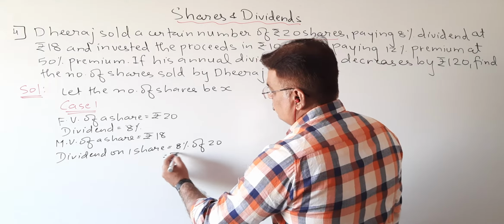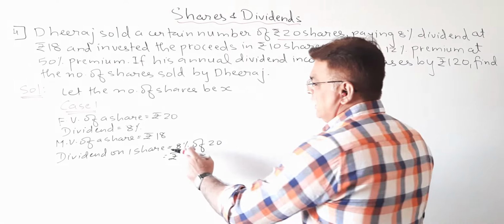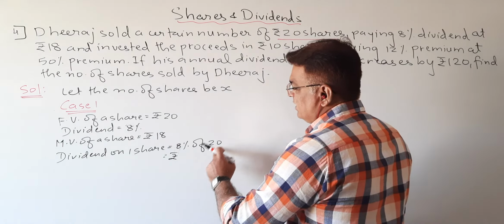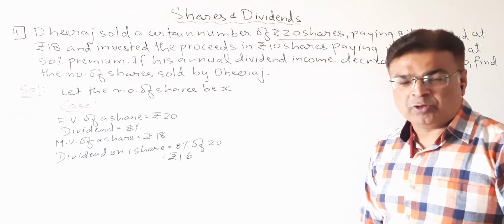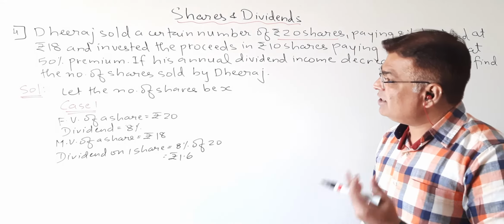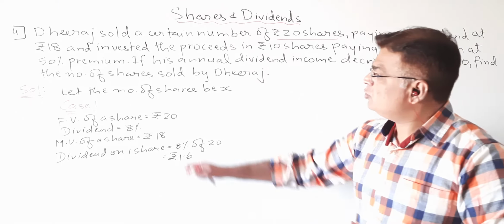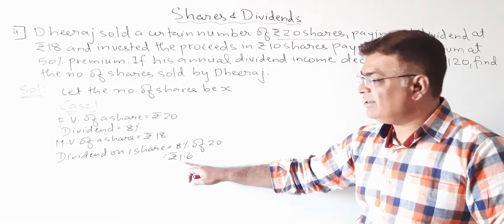So it will be rupees. If you want to convert into decimal, you can convert. So 8 upon 100 into 20, 0 will be cancelled, so it will be 1.6. Okay, so from one share, how much income is he earning? 1.6. Now how many shares were sold? That we don't know, so X. So from X shares, what will be his dividend?